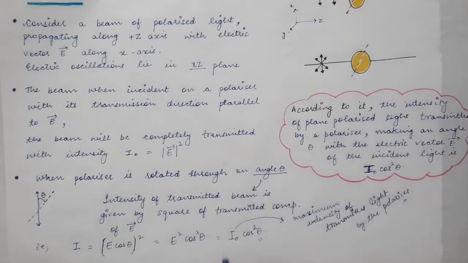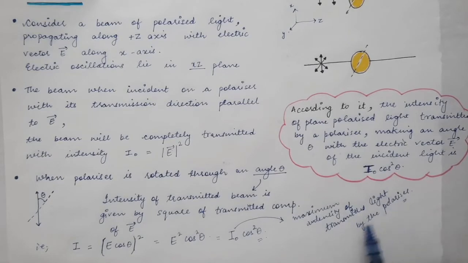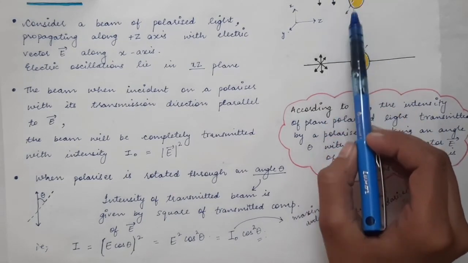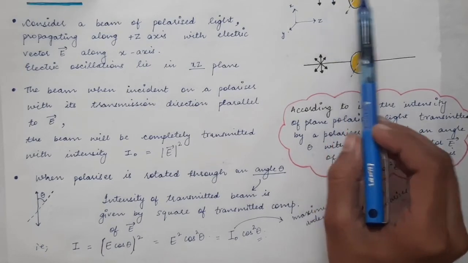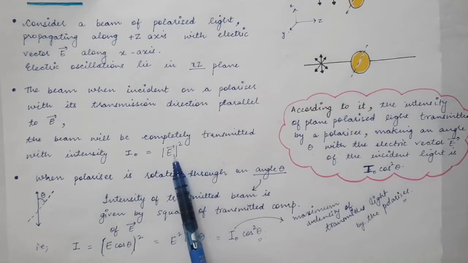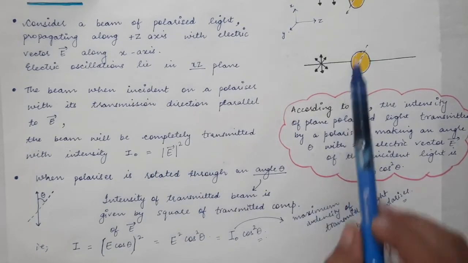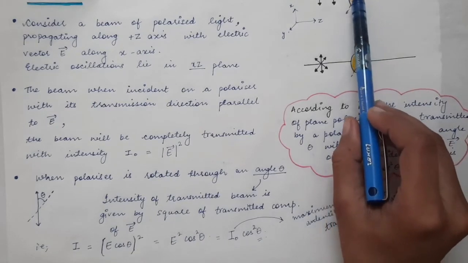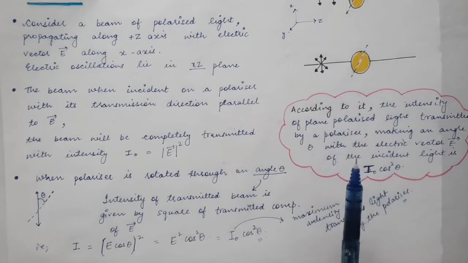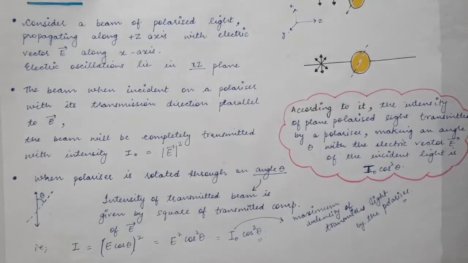So I0 is nothing but the maximum intensity of the transmitted light that is passed by the polarizer, and I0 intensity comes when the transmission axis is completely parallel to the electric field oscillations. When the transmission axis is completely parallel, in that case the transmitted light will have intensity given by the square of the magnitude of the electric field. So this is the maximum intensity, and if the polarizer is tilted making any angle theta with the electric field oscillations, the intensity will decrease from I0. So I0 is the maximum intensity of the transmitted light.